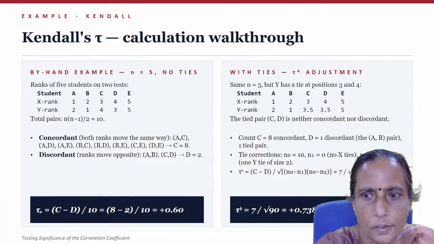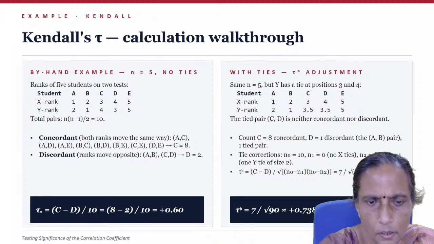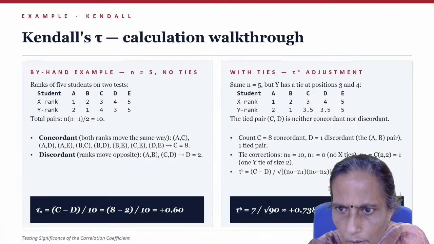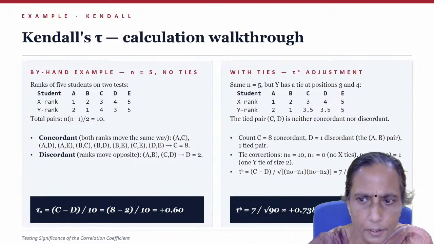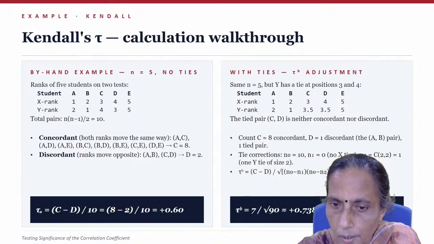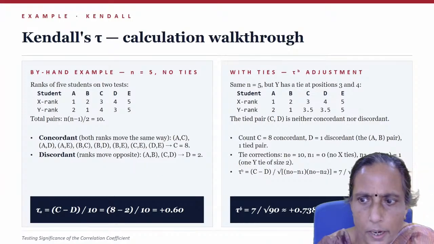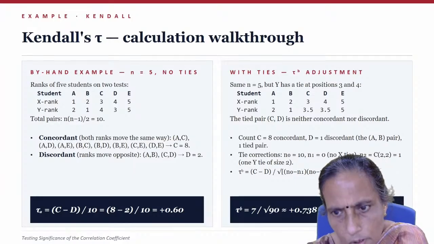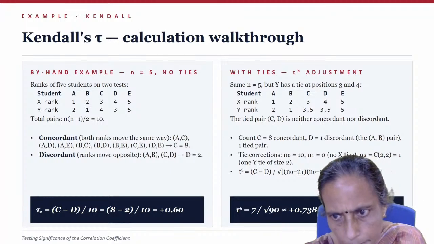So with ties, suppose over here we are having 3, 4, and over here we are having 4, 3. Both the ranks are in the tie position. In that case, we will be using 3.5 and 3.5: 4 plus 3 by 2, that is 3.5 and 3.5. So the tied pair CD is neither concordant nor discordant. So count C is equal to 8 concordance, D is 1 discordant, and the AB pair, 1 tied pair.